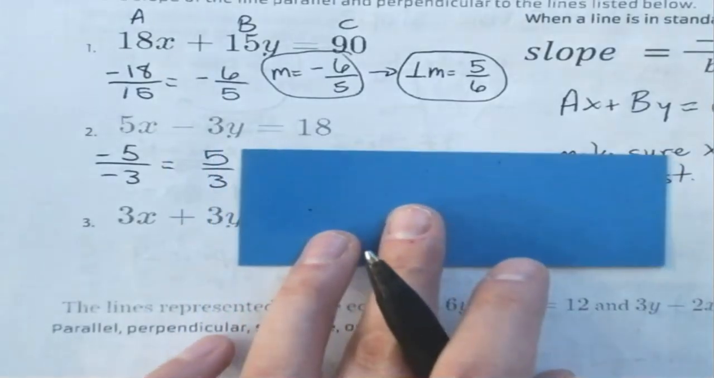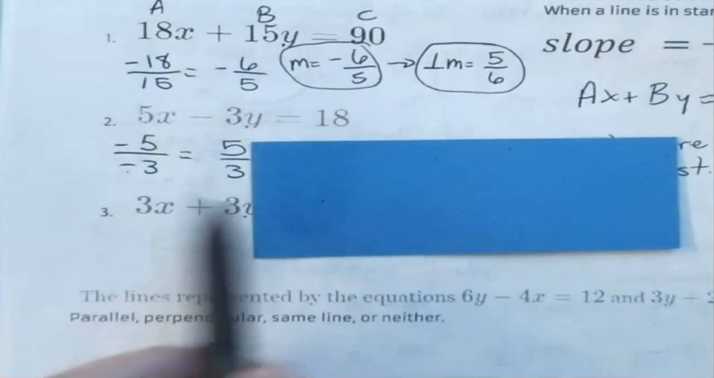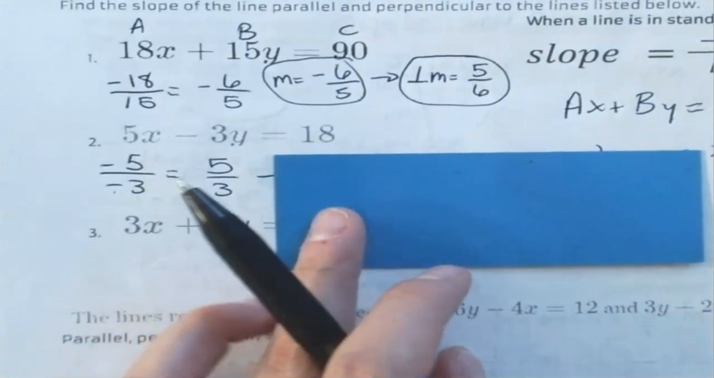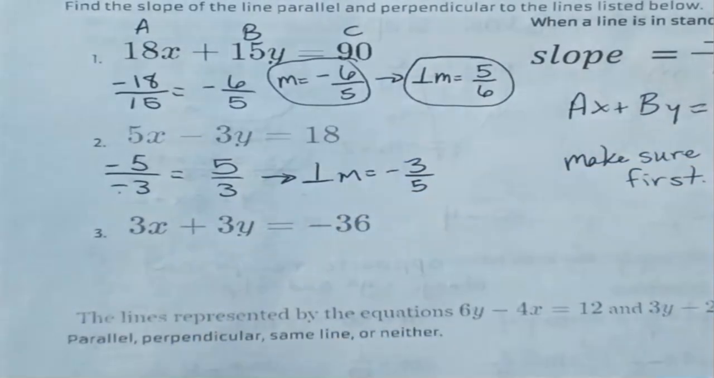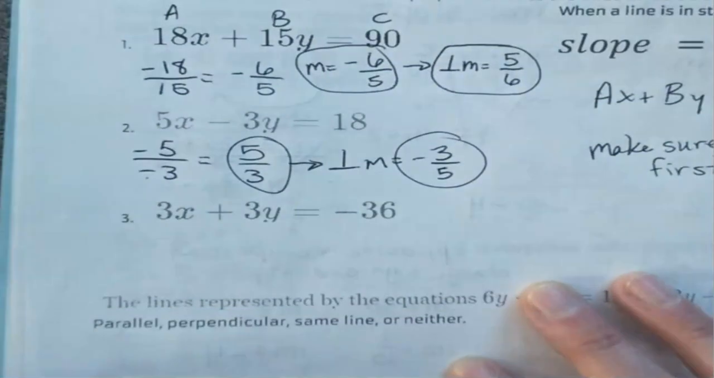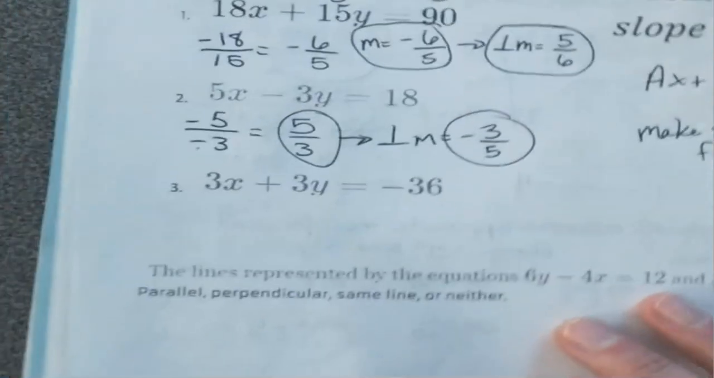And then it switches to 5 over 3. Why does that happen? Because it's a negative over a negative. All right, so the actual slope, or the slope of the parallel line, is 5 over 3. And then if we change it to the perpendicular slope, you're going to get negative 3 over 5. So our two slopes are 5 over 3 and negative 3 over 5. This is the perpendicular one. This is the parallel one.